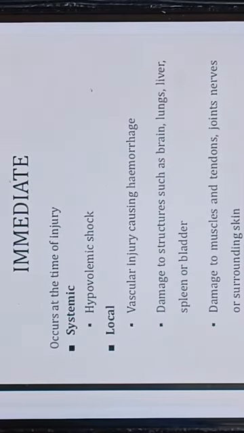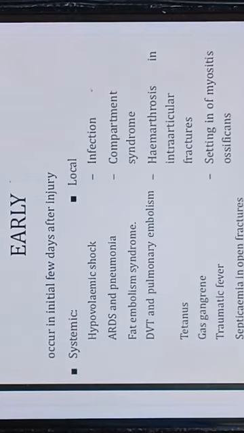Coming to immediate, it occurs at the time of the injury. Either it may be systemic, that is, hypovolemic shock, or local, it may be vascular injury causing hemorrhage, damage to organs such as brain, lung, liver, spleen, and bladder, damage to the muscles, nerves, joints, and surrounding tissues. And coming to early, it occurs in the initial few days after the injury. It is divided into systemic and local.